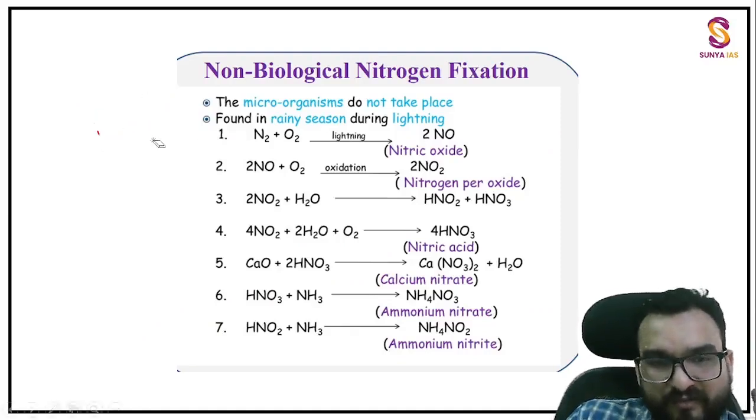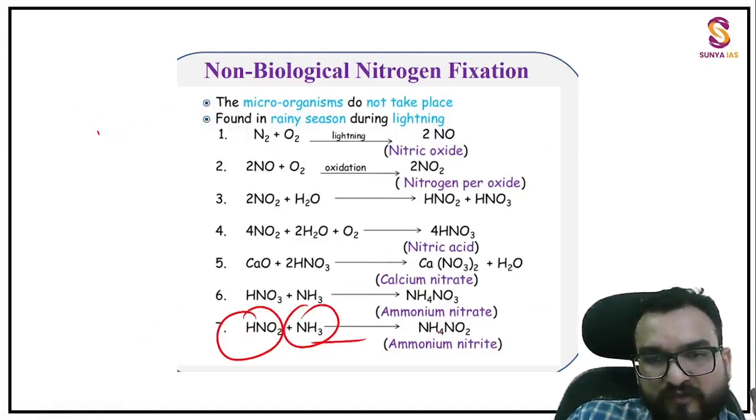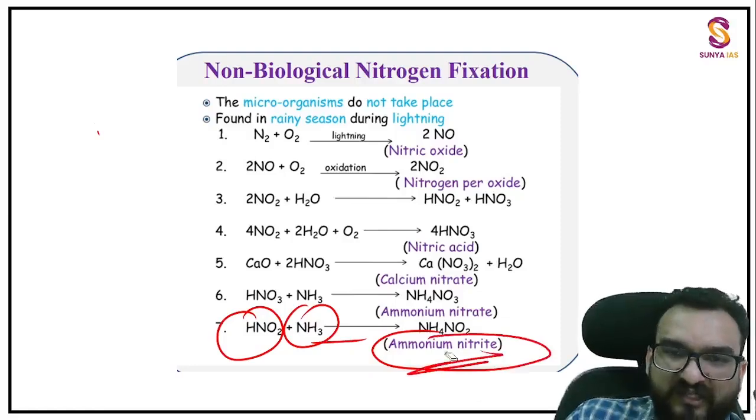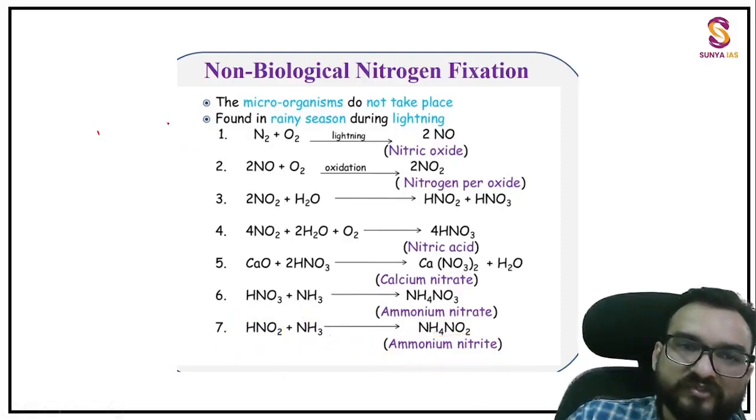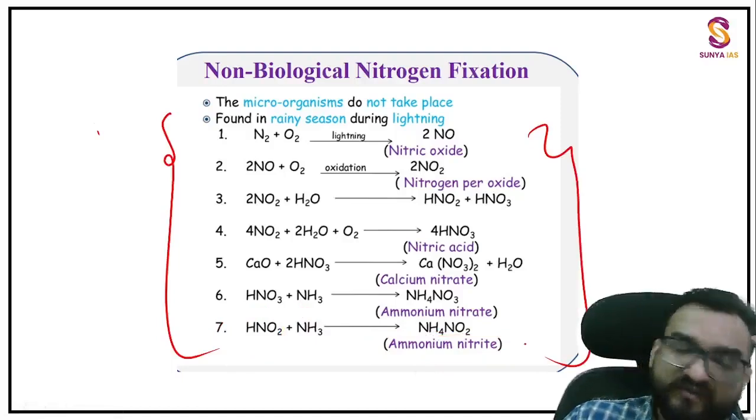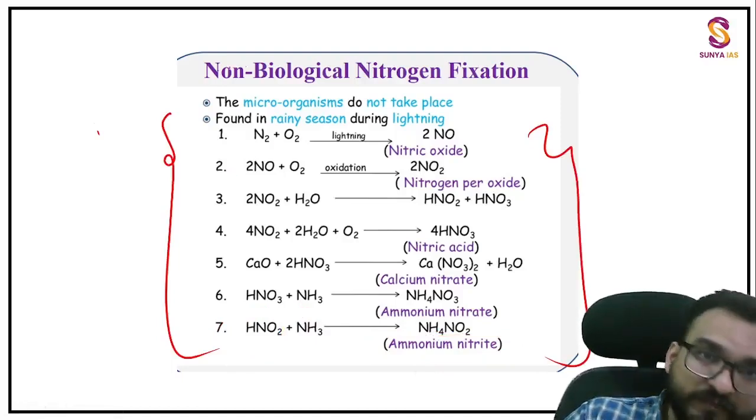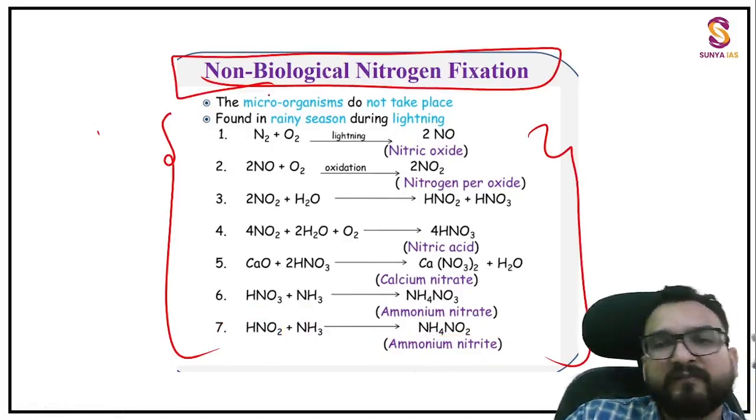Okay, or sometimes nitrous oxide mixes with ammonia to give you ammonium nitrite, and from here ammonia will get utilized. So you have to remember this if ever they ask a question on non-biological nitrogen fixation, but they will not.